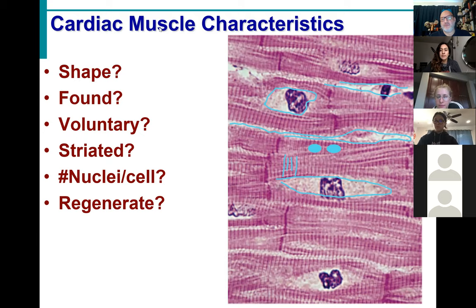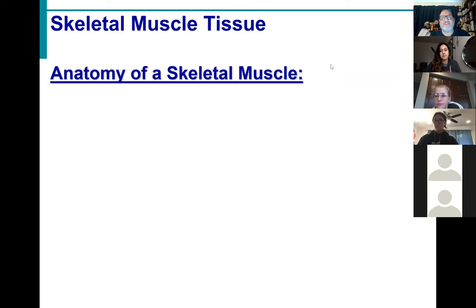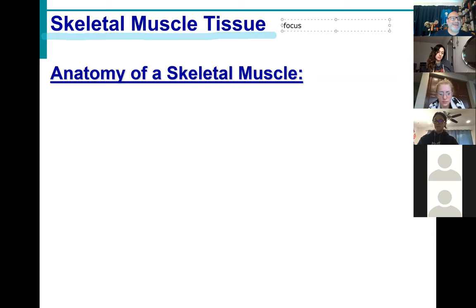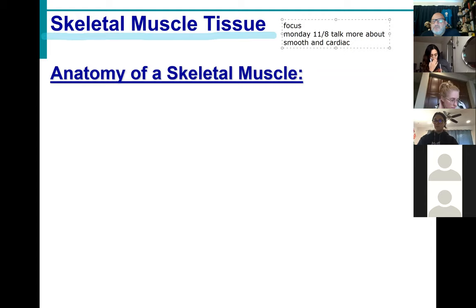For most of the rest of this section, we are going to focus on skeletal muscle tissue. You are going to learn everything you ever wanted to know and more. This is going to be our primary focus moving forward. In fact, it won't be until that Monday before the exam that we will finally come back and talk more about smooth and cardiac. Once we've learned everything about skeletal muscle, we will briefly compare it to cardiac and smooth and talk about some of the similarities and differences. So our focus for the vast majority of the rest of this section is solely on skeletal muscle tissue. All right. So that is the game plan. Questions on that?